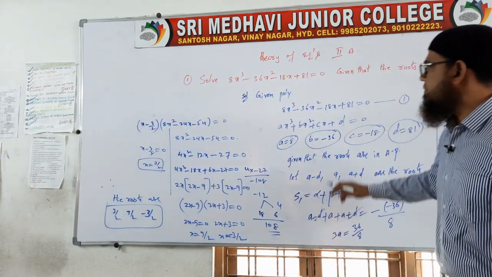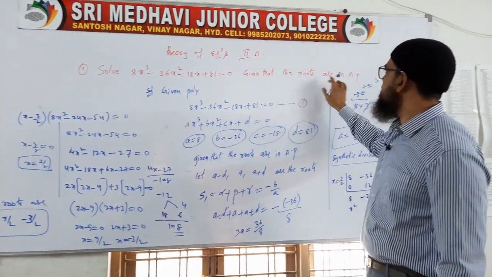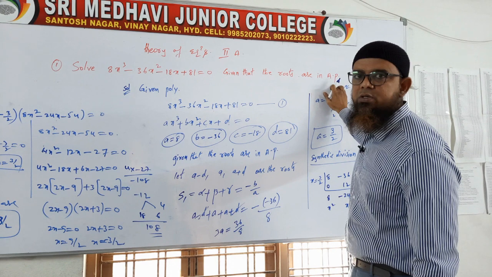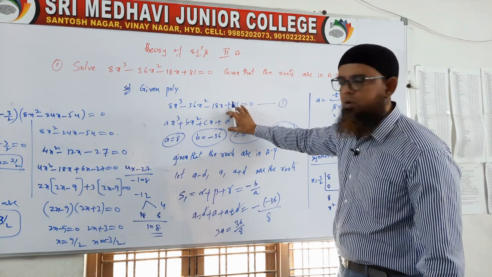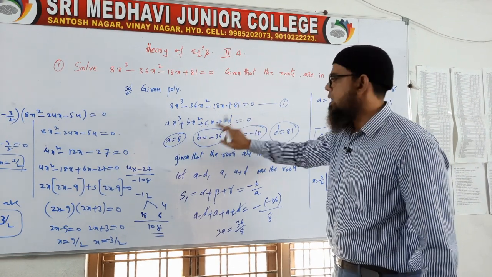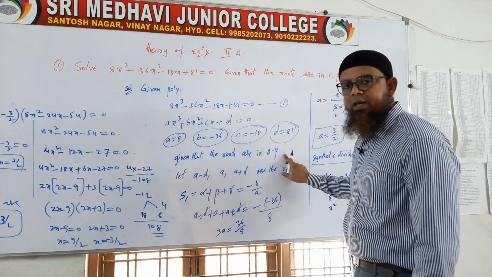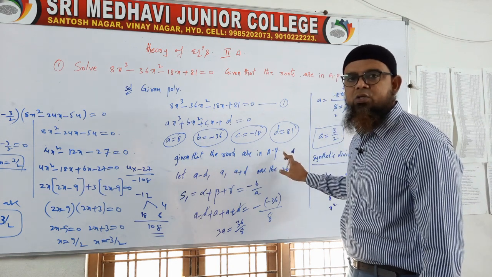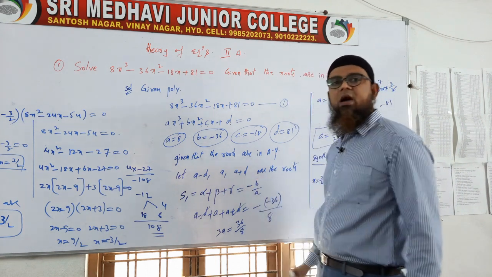Once you see on the board, whenever the problem is given in a cubic polynomial, third degree polynomial, and that too the roots are in AP, what is the procedure? First we have to write the given polynomial, compare with the standard form. You should not write this equation, for the sake of understanding I am writing here. A value, B value, C value, D value. Given that the roots are in AP, we should not take alpha, beta, gamma. How to take the roots here? A minus D, A, A plus D we have to assume.